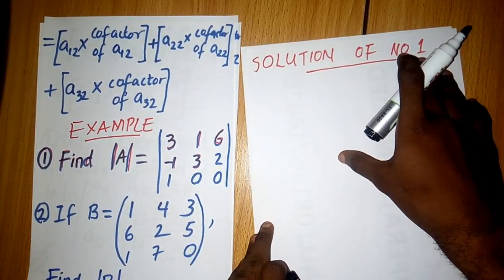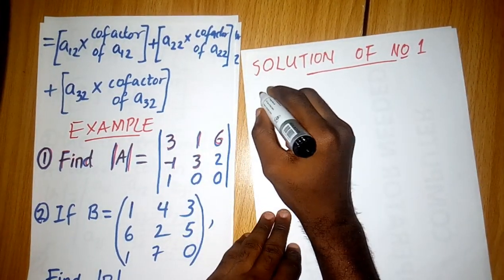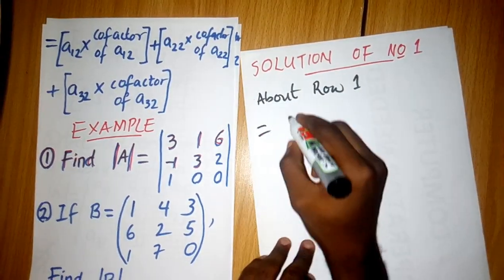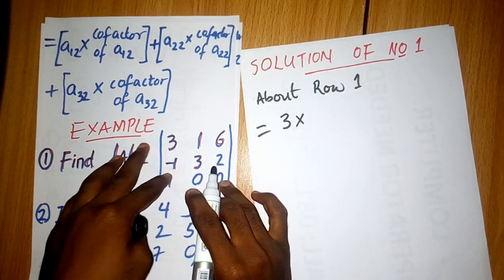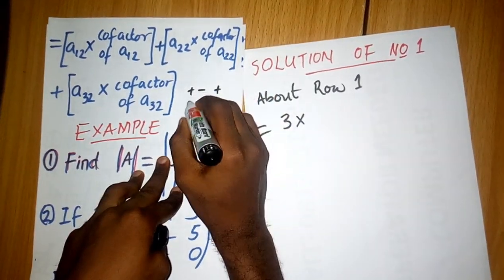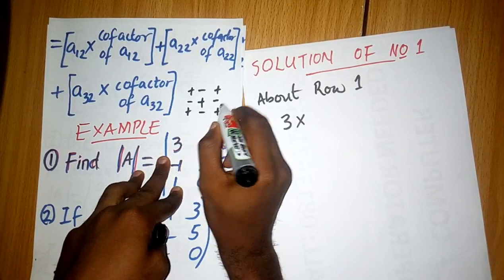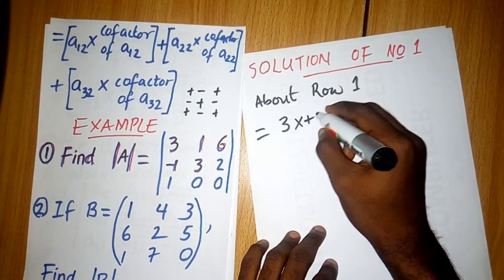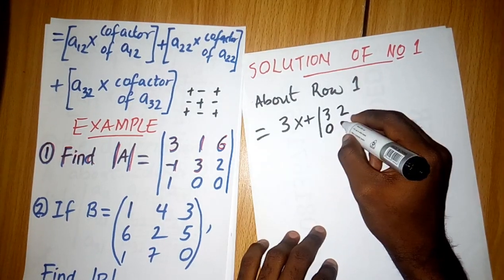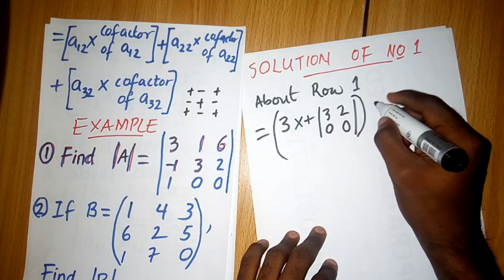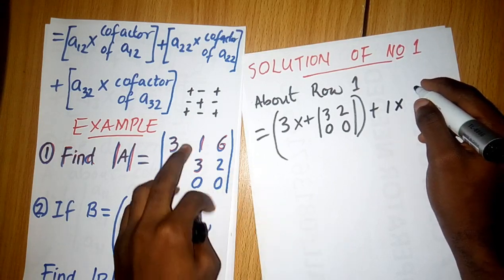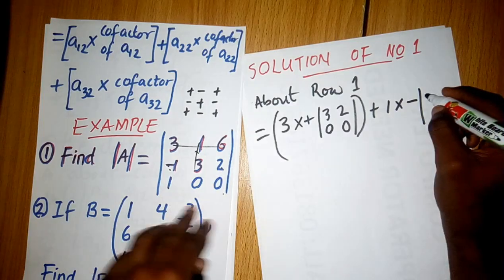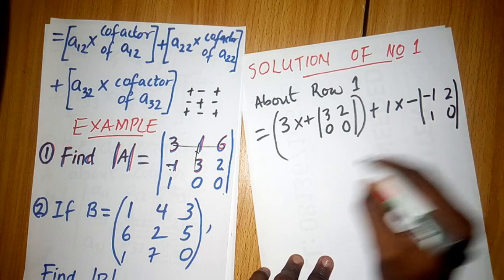So taking about row 1, we are using row 1. Now that will give us 3 times, so the place sign of this is what? Plus, minus, plus, minus, plus, plus, minus, minus, plus. So that is the place sign. So 3 times the cofactor, which is 3200, plus 1 times the cofactor of 1. That is minus, so that will be minus 1120.